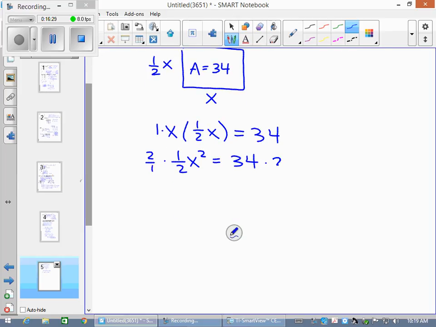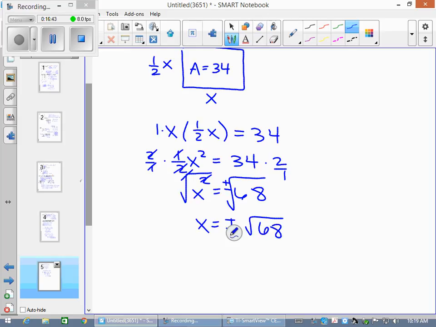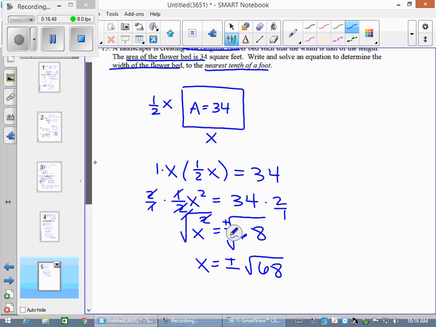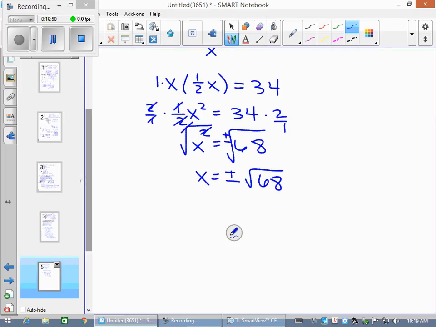Now I'm going to take the square root of both sides with a plus or minus on the right. So I get x is equal to plus or minus the square root of 68. We were told to round to the nearest tenth of a foot. You could have simplified the square root, but you also could have gone right to the calculator. We took it one more step. 68 does simplify to be 4 times 17. So I get x equals plus or minus 2 times the square root of 17.